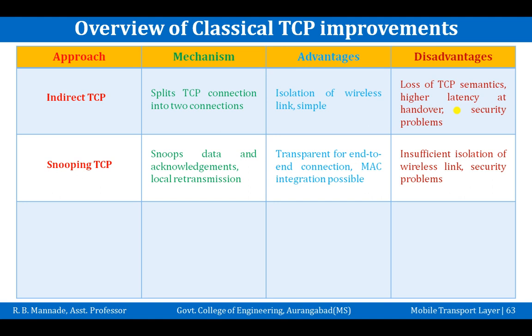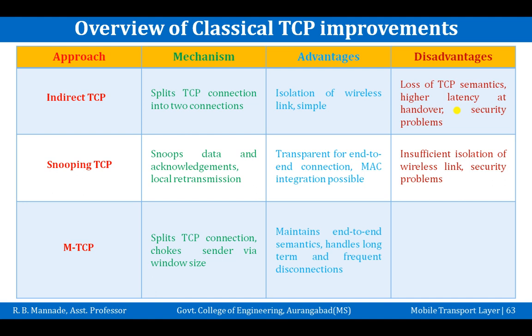Snooping TCP does not isolate the wired and wireless link properly. That's why errors that occur in the wired network or wireless network are propagated into the other network and vice versa. The next approach is MTCP or mobile TCP. Mobile TCP splits the TCP connection into two parts, again wireless and wired, and it chokes the sender by setting its window size to 0, which prevents the sender from retransmitting packets in the case when the mobile node is disconnected from the network.